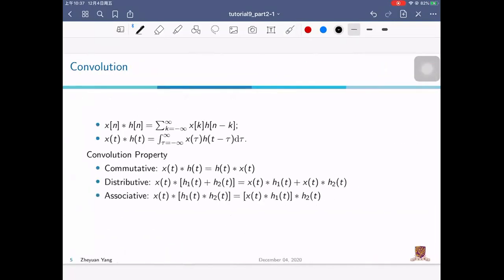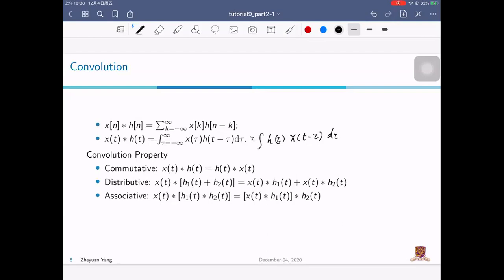So next is the convolution. In discrete time, the convolution of x[n] and h[n] is equal to the summation of x[k] times h[n minus k] from k equal to minus infinity to infinity. In continuous time, the convolution of x(t) and h(t) is the integral of x(tau) h(t minus tau) d tau from minus infinity to infinity. And it is also equal to the integral of h(tau) x(t minus tau) d tau.